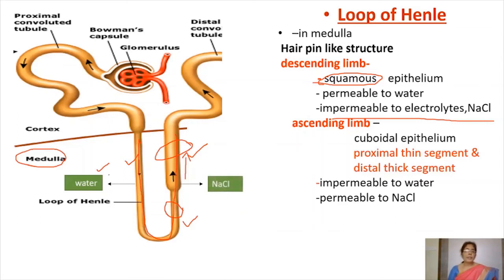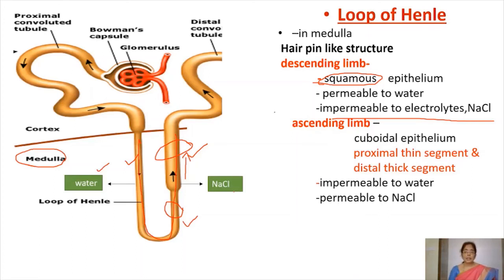Descending limb దగ్గర ఏం చెప్పుకున్నాం? This is permeable to water, but it is impermeable to NaCl. But here, this ascending limb, it is impermeable to water. తన ద్వారా నీటిని బయటకు కానీ లోపలకు కానీ పోనివ్వదు. Impermeable to water, but it is permeable to NaCl. So sodium ions, chloride ions తన ద్వారా పోనిస్తుంది కాబట్టి దాన్ని మనం permeable to NaCl అంటాం.